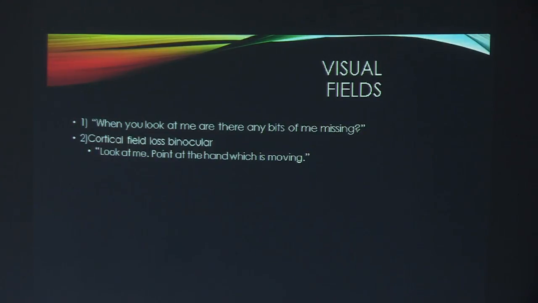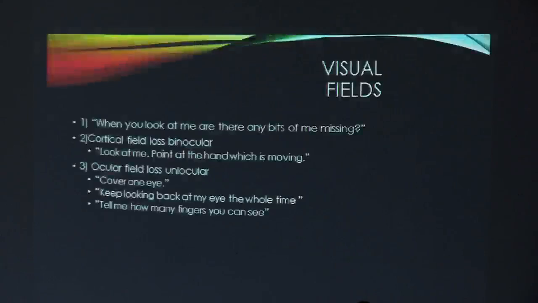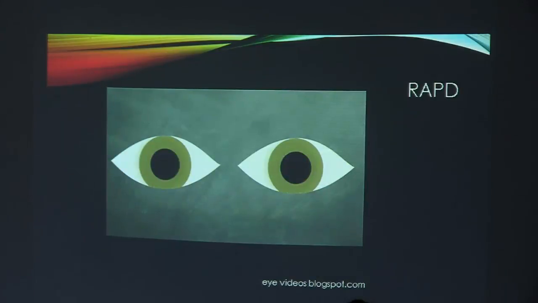So for cortical field loss, look at me and point at which hand is moving. This is a quick way of testing the visual field. You get them to fixate with you, and you can identify a hemianopia by waving one hand or the other. And more subtle is to cover one eye, get the patient to look back at you, and you can test the different quadrants. And again, they're very important because only by doing this would you pick up a bitemporal hemianopia, something that points to a pathology around the pituitary. So we'll revisit this during the talk, but it's really important.